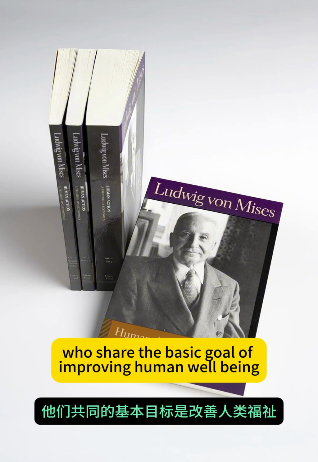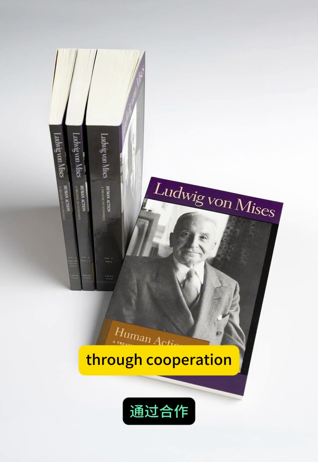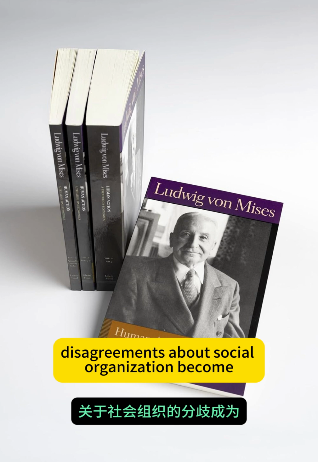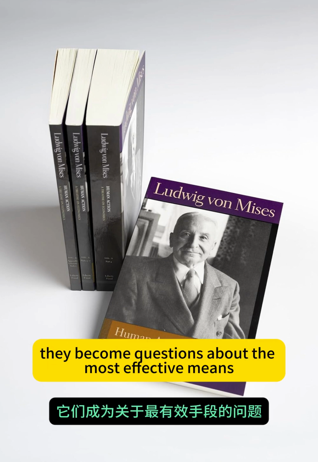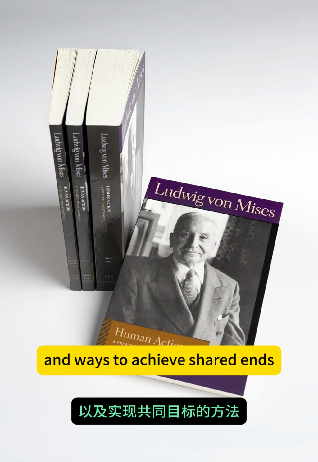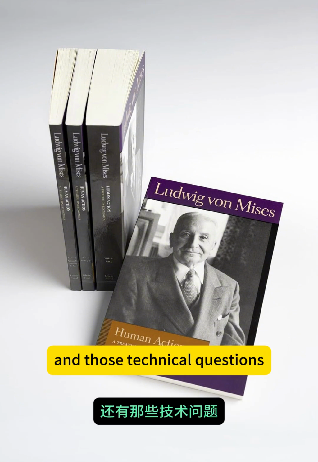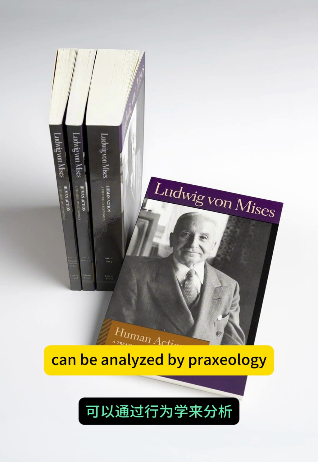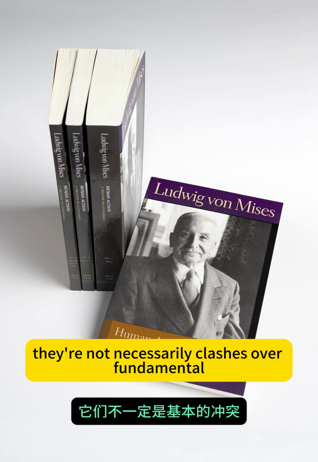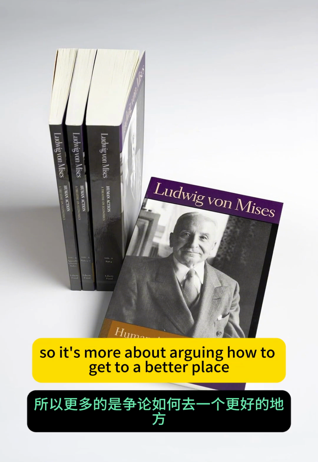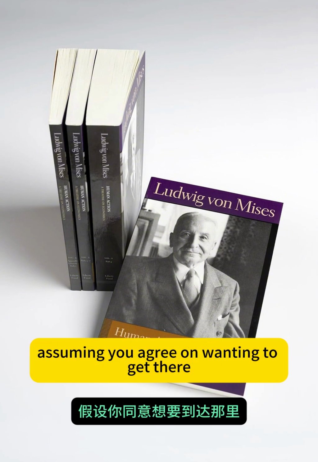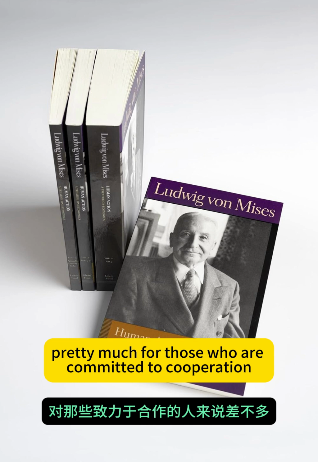Meaning, for those people who share the basic goal of improving human well-being through cooperation, disagreements about social organization become essentially technical problems. They become questions about the most effective means and ways to achieve shared ends. And those technical questions can be analyzed by praxeology and economics. They're not necessarily clashes over fundamental, irreconcilable values. So it's more about arguing how to get to a better place, assuming you agree on wanting to get there. Pretty much for those who are committed to cooperation.